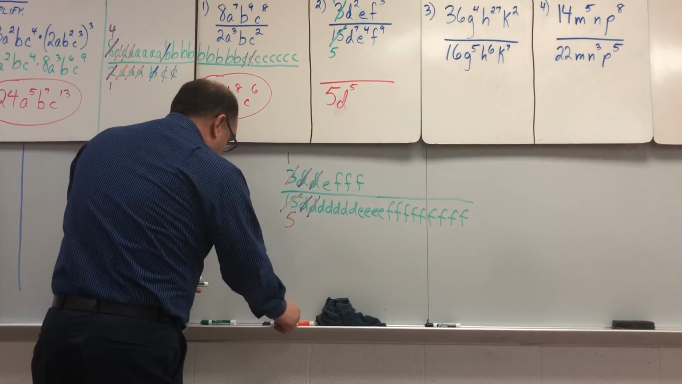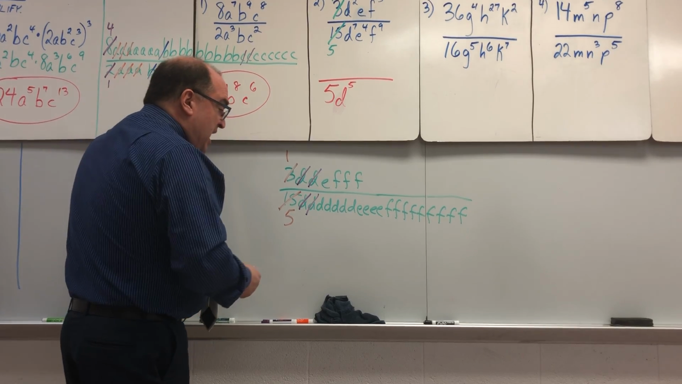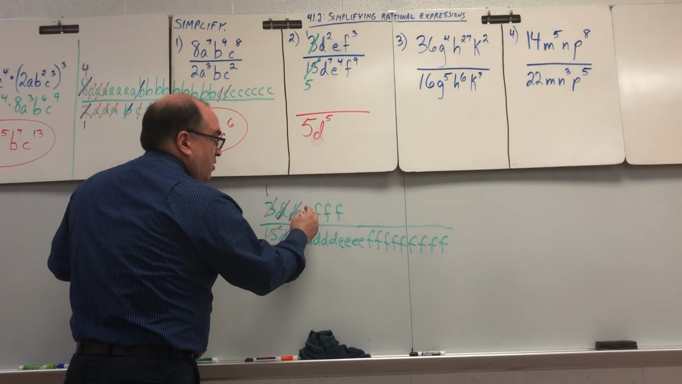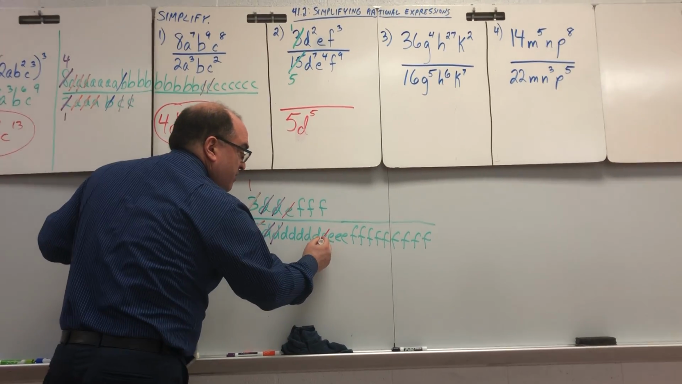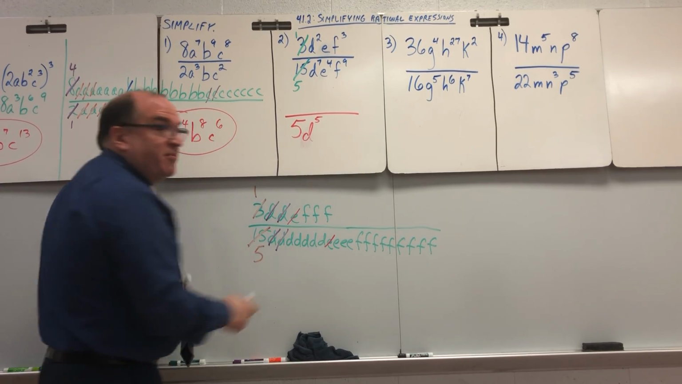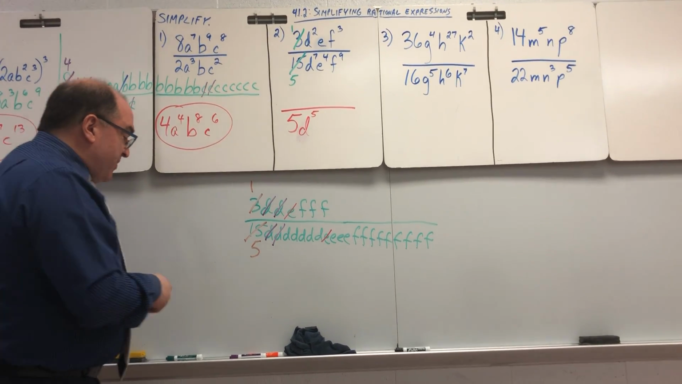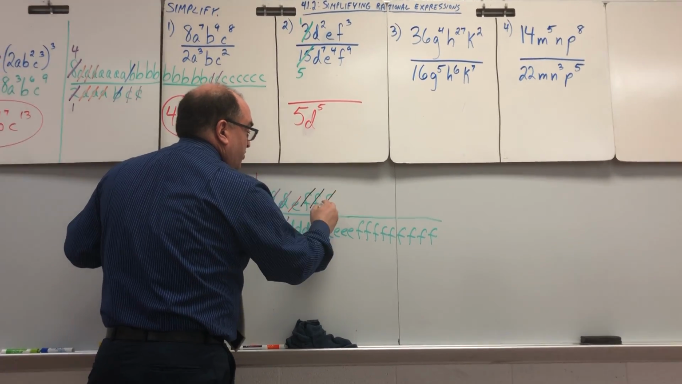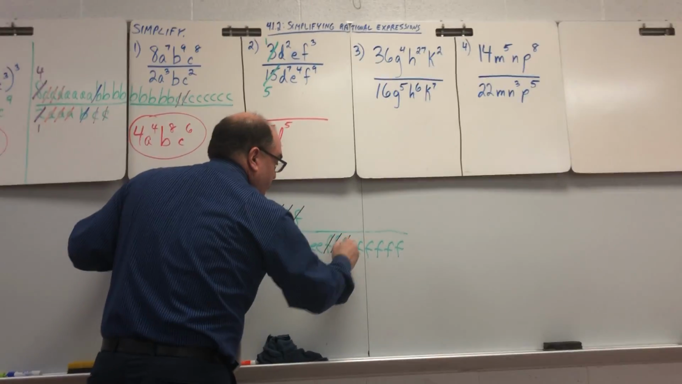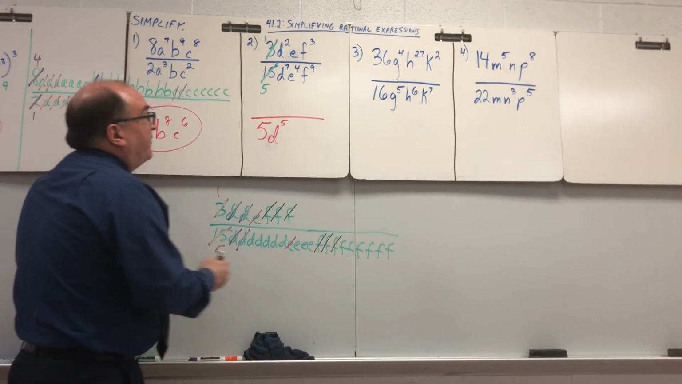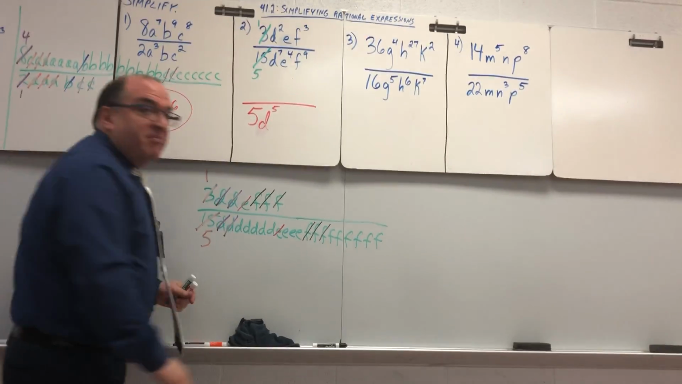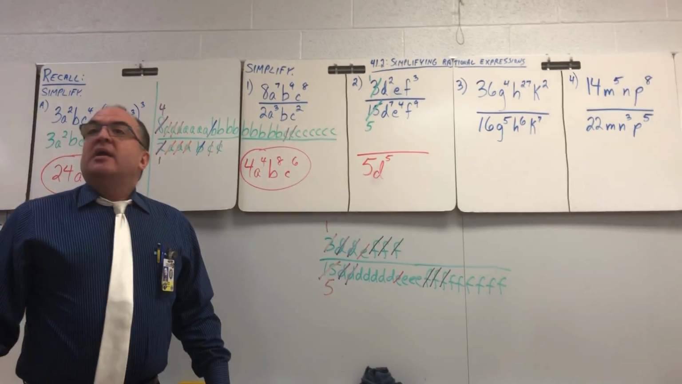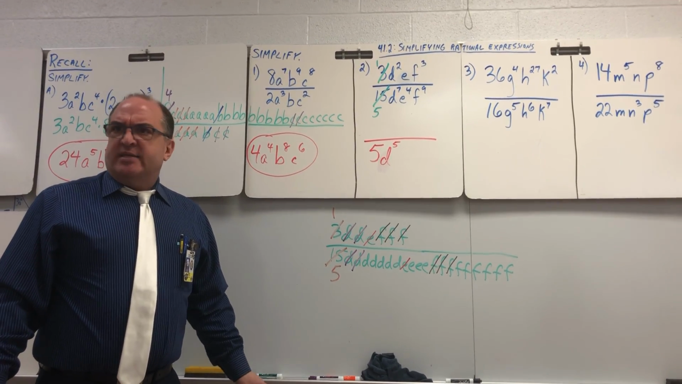And then, how many E's cancel? 1. How many are left? 3 on the bottom, right? And how many F's cancel? 3. 1, 2, 3. 1, 2, 3. How many F's are left? 6, but on the bottom, right? Nod your head if that made some more sense.